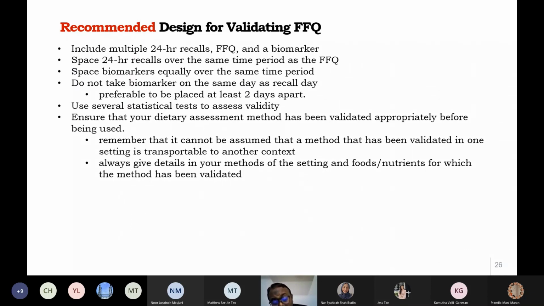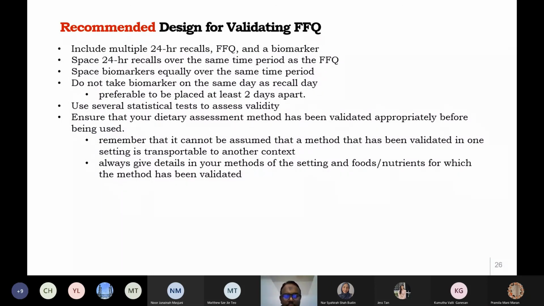You should also remember that you cannot assume that a method validated in one setting is transportable to another context. Let's say you have an FFQ which is validated in the United States. You cannot use it for the Malaysian population before doing revalidation, because that population is quite different from our population here. You should also always give details in your methods of the setting and the foods and nutrients for which the method has been validated when you report an FFQ.